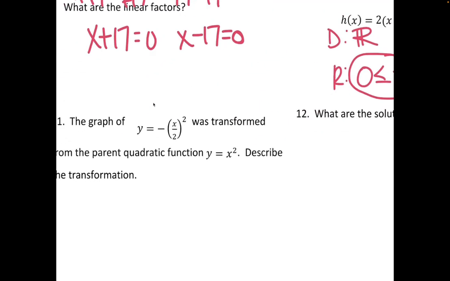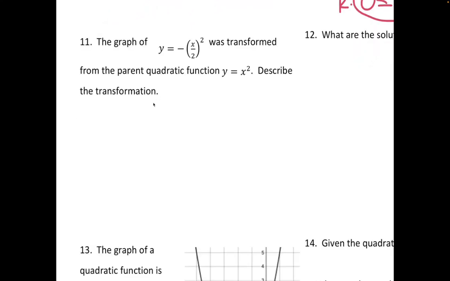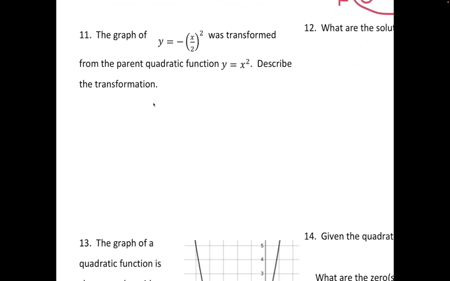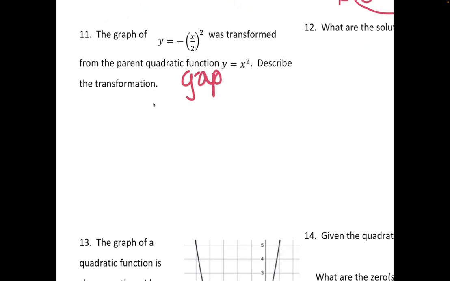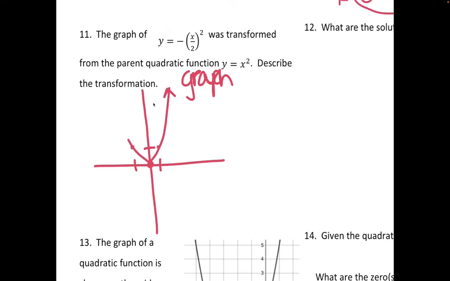Number 11, right? We've got a parent function and how did it change, right? So we definitely want to graph this and look at that picture. Okay. So when I graph my parent function, I will tell you it is always at 1, 1 and negative 1, 1, right? So here's my parent function. I'm going to do that one in red. I'll do this other one in blue.